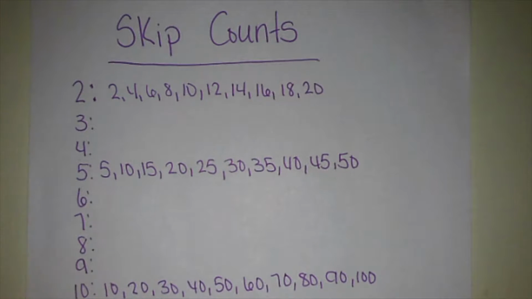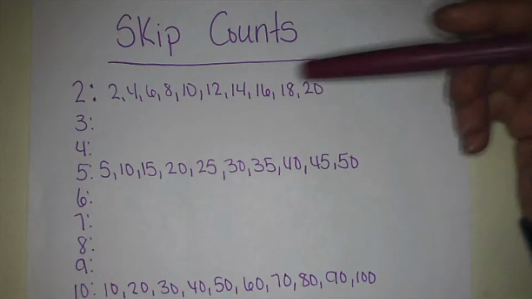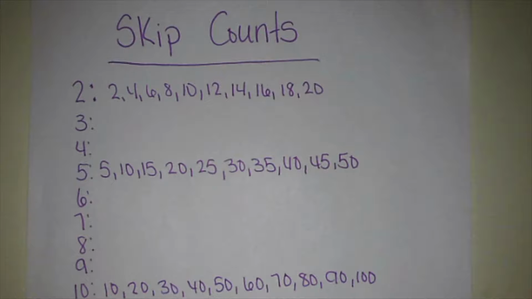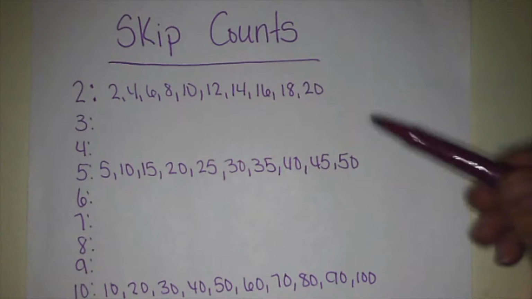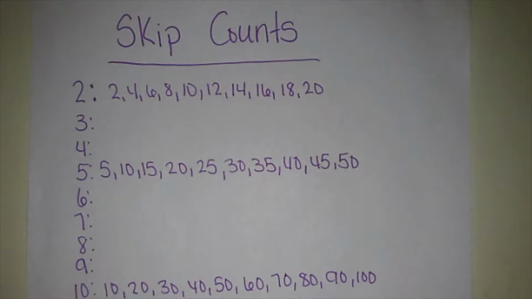And so the way we use skip counts is if you want to know what 5 times 5 is, you would count to the fifth skip count. 1, 2, 3, 4, 5. It's 25. What's 10 times 3? We'll go to the 10 skip count. 1, 2, 3, 30. So we can use skip counts to fill in all these gaps as well. Every number can have a skip count.